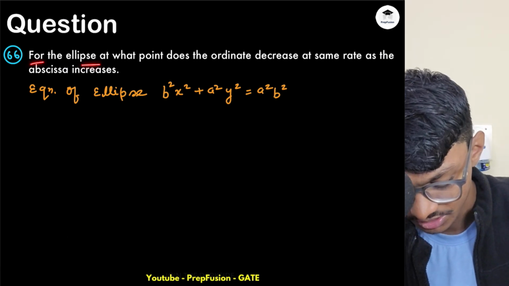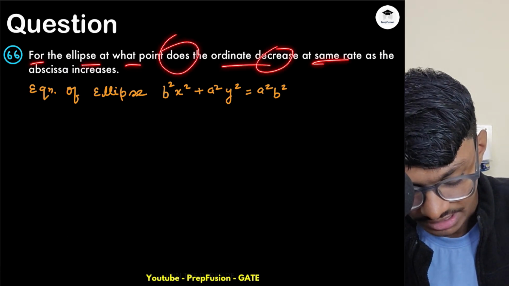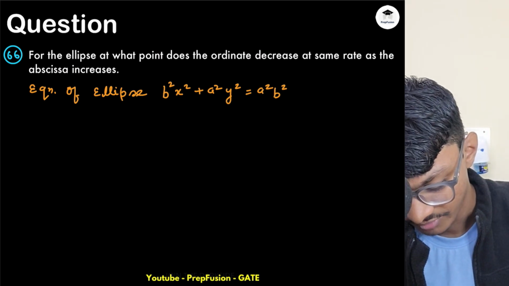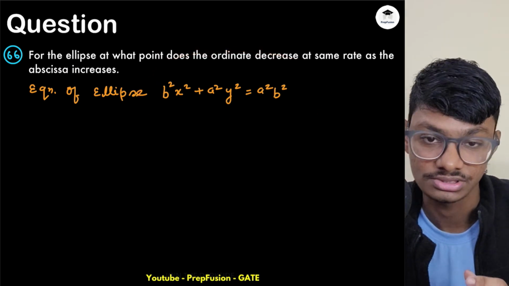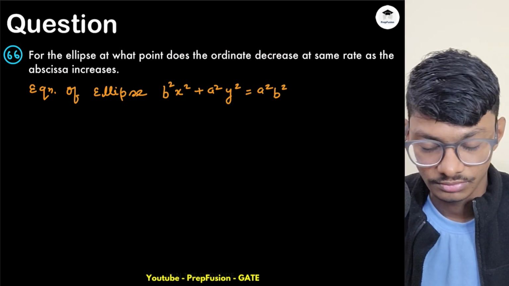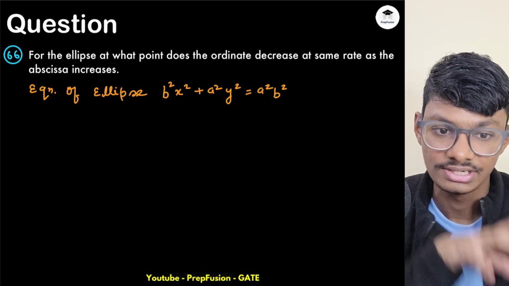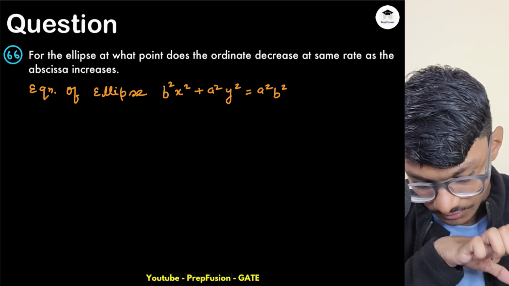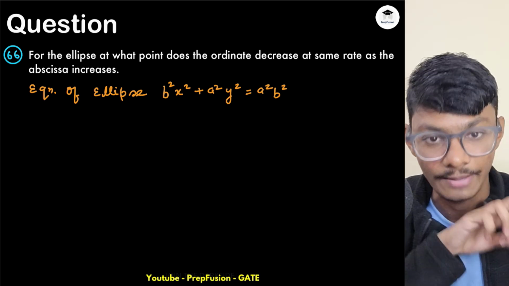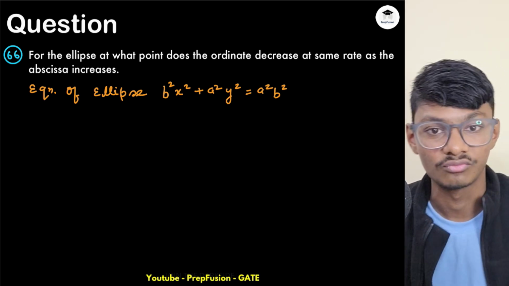For the ellipse, at what point does the ordinate decrease at the same rate as the abscissa increases? So they have given you the equation of the ellipse, and they have told us to find the point where the rate of decrease in ordinate and the rate of increase in abscissa are the same. Okay, but what is ordinate and abscissa?